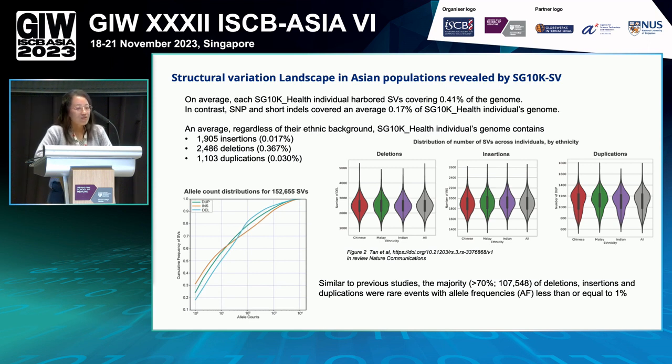We also looked at the number of variants detected in each individual genome, and we found that the majority of the variations are deletions, followed by duplications and insertions. When we look at the allele count distribution of the SVs, similar to all the previous consortium studies, we found that the majority of these structural variations are actually rare variants with less than 1% allele frequencies.